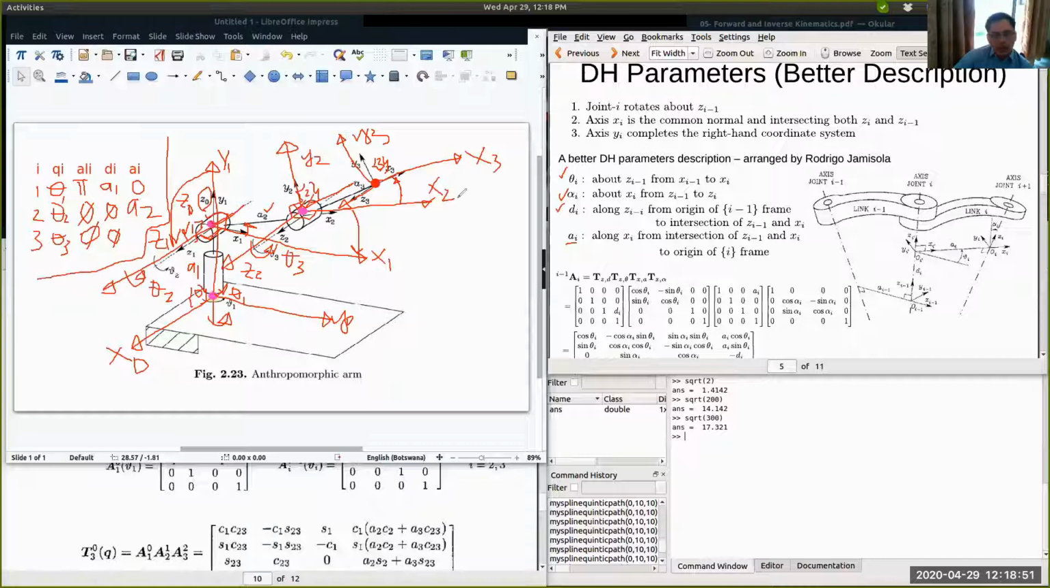Okay, so now the last one, A3. A3 is along X3. So where is X3? X3 is there, from the intersection of Z2 and X3. So where is Z2? This is Z2, and the intersection of X3 is this one. That's the intersection of X3 and the origin of frame 3. So the origin of frame 3 is this one. So along X3 from here to there, from this intersection to the origin of that frame, that is A3.